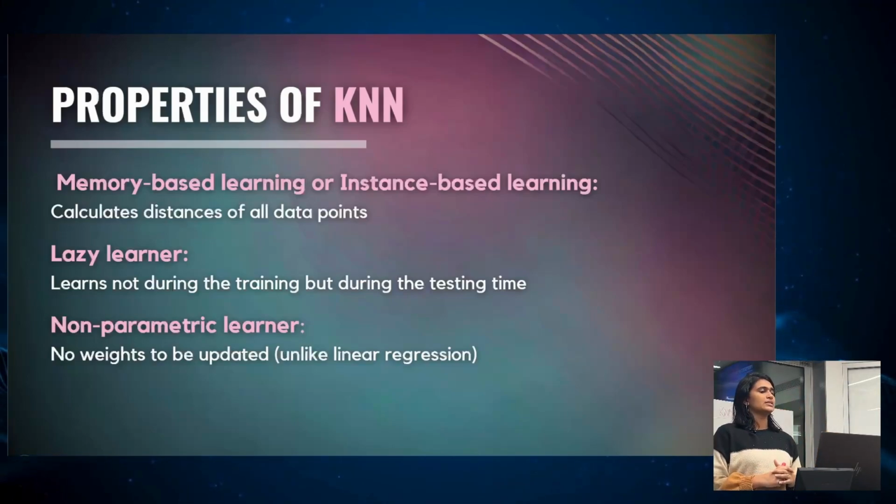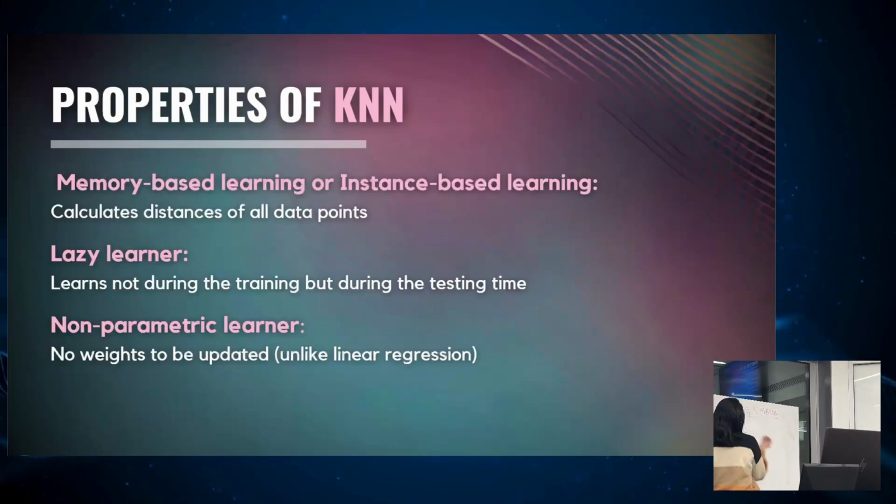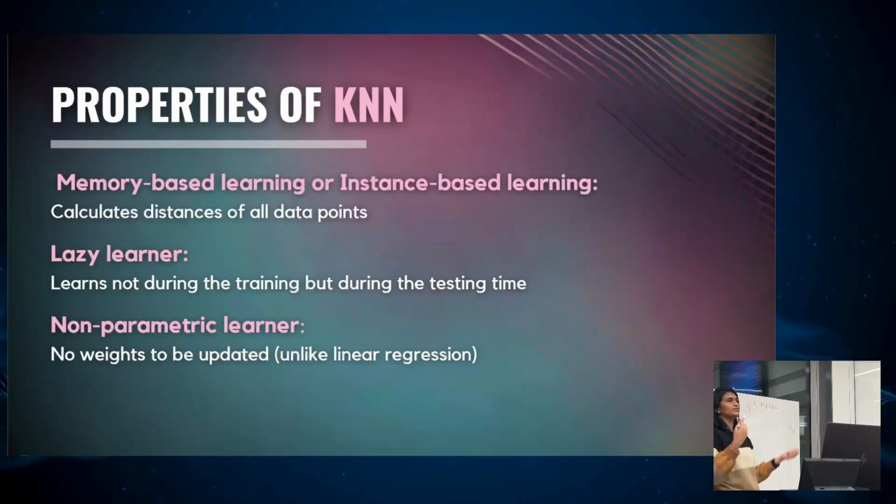And the last property is that it's a non-parametric learner. Meaning, if you've learned about linear regression and everything, you have these ax plus b kind of values where the model will try to learn what the a and b values are. This is nothing of that sort. So it's a non-parametric learner.